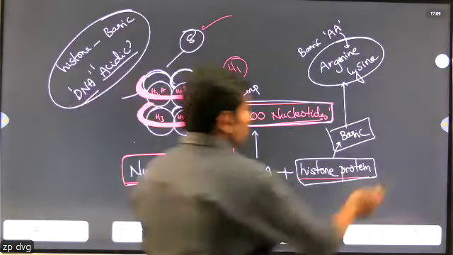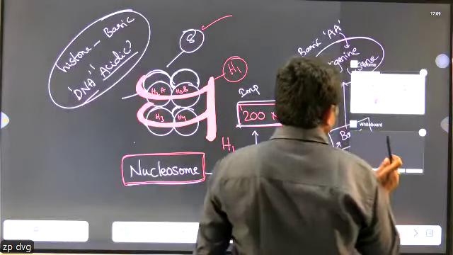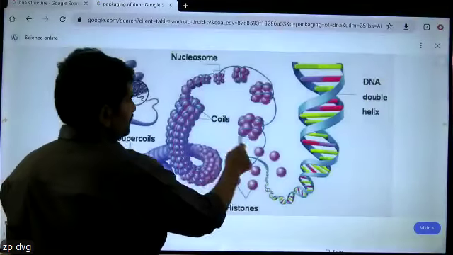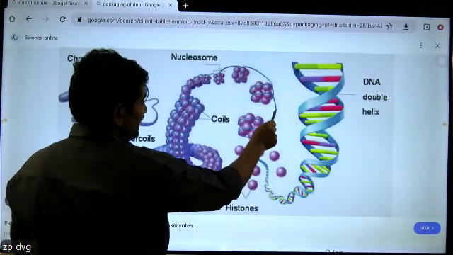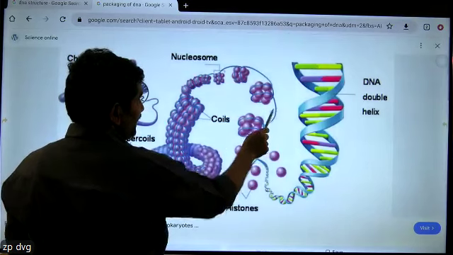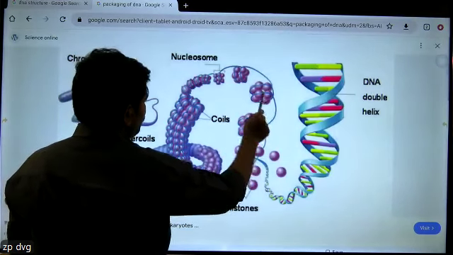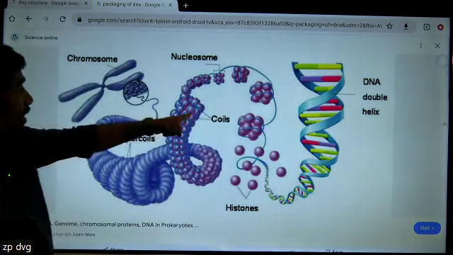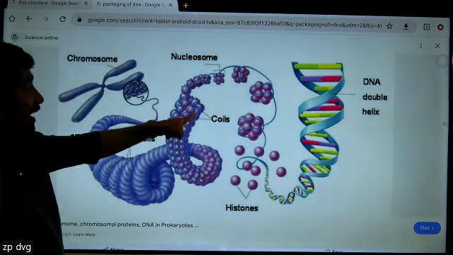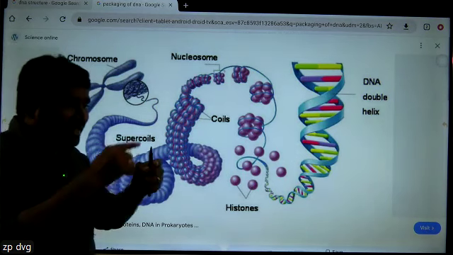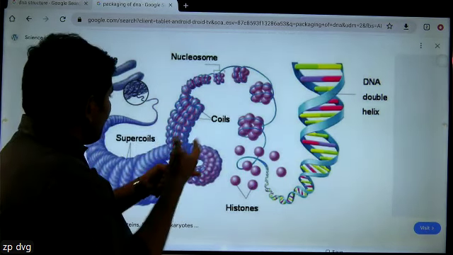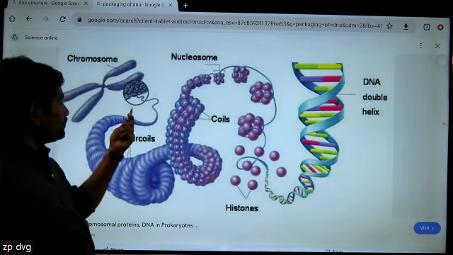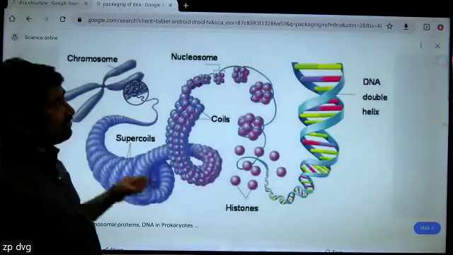Many nucleosomes will form like this. Here, one histone protein octamer forms like this, and outside of this is the linker DNA. This is one nucleosome, and like that many nucleosomes form and make chromatin. The chromatin coils and supercoils. Coiling means one round, and again supercoiling. Coiling and supercoiling finally form chromatin, and this chromatin finally forms the chromosome.